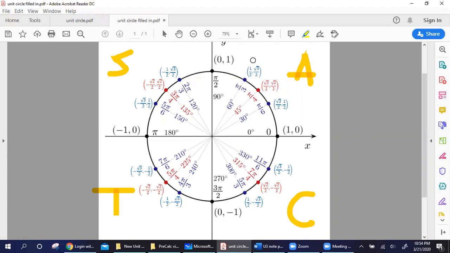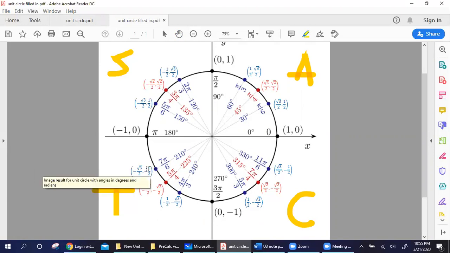So let's think about this. In the second quadrant, the sine is supposed to be positive. Well, the sine is the y coordinate. Notice that the sines are positive. The cosines are negative. In the third quadrant, they're both negative.